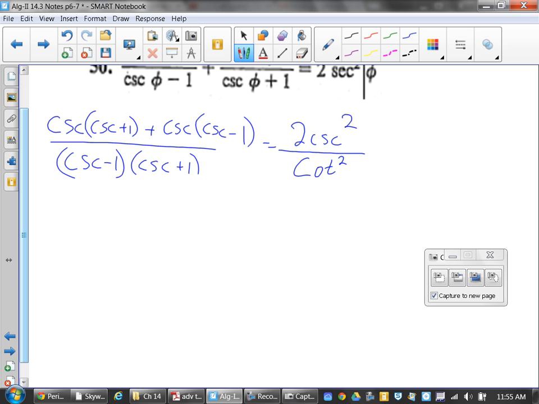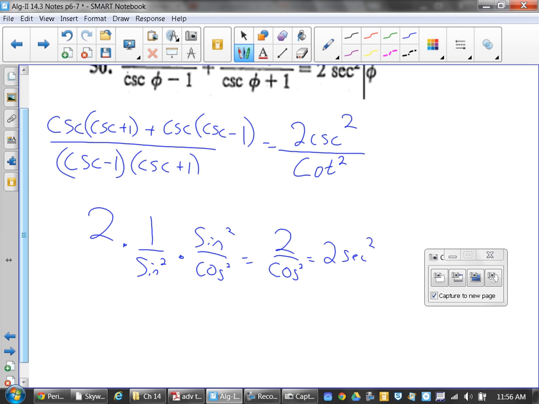Okay. So now, rewrite it in terms of sines and cosines. This number 2 is just a constant, so it just stays there. Cosecant squared is 1 over sine squared. Do you agree? Yes. This is then times 1 over cotangent squared, but 1 over cotangent squared is, flip it, you get tangent squared, so it becomes sine squared over cosine squared. So now you have 2 times 1 over sine squared times sine squared over cosine squared, which gives you sine squared cancels out. 2 over cosine squared, which is 2 secant squared.